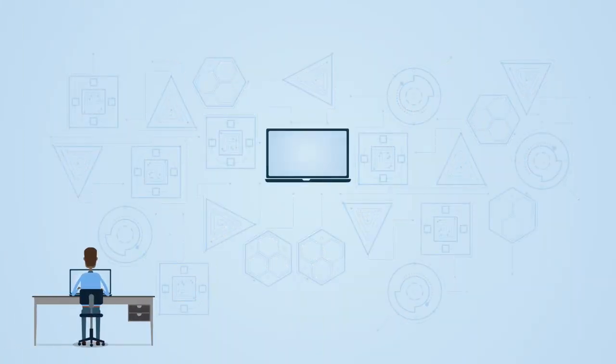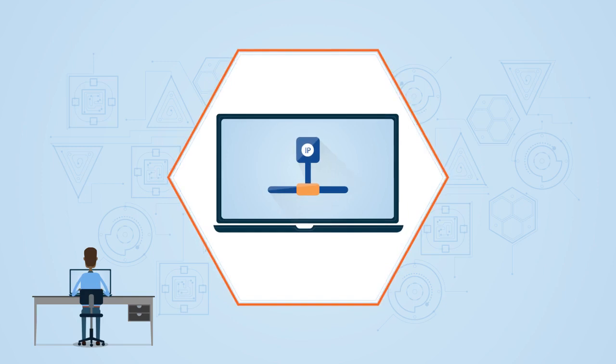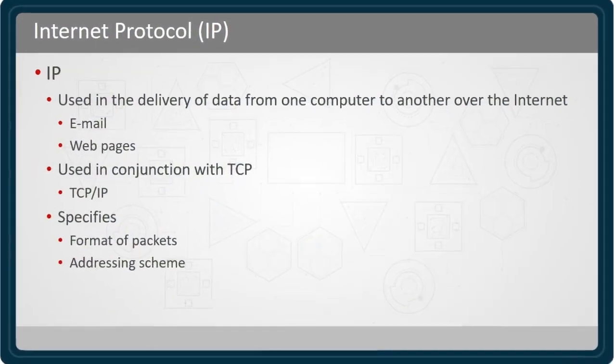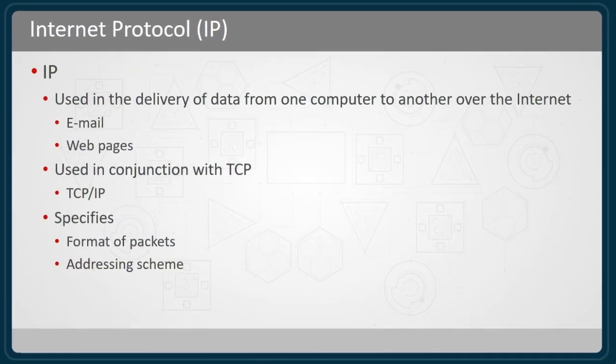Now, in this presentation, we'll take a look at the Internet Protocol, or IP, which is also used in the delivery of data from one computer to another over the Internet for common applications such as email and web pages. But it does not operate on its own. It is used in conjunction with TCP to, again, form the familiar name TCP/IP. But IP specifies the format of the packets and, perhaps most importantly, the addressing scheme.